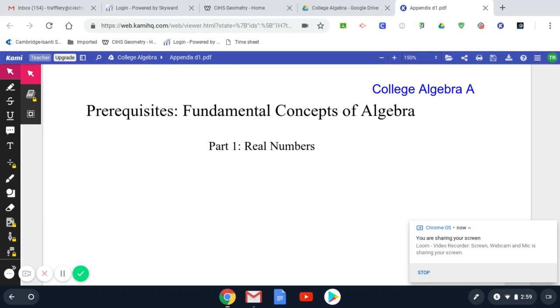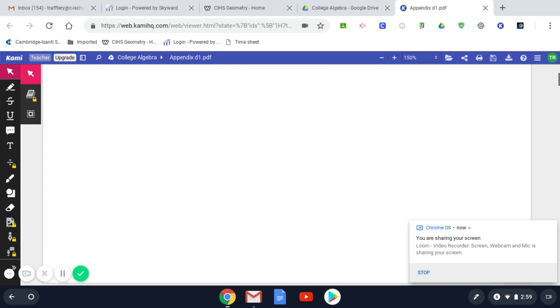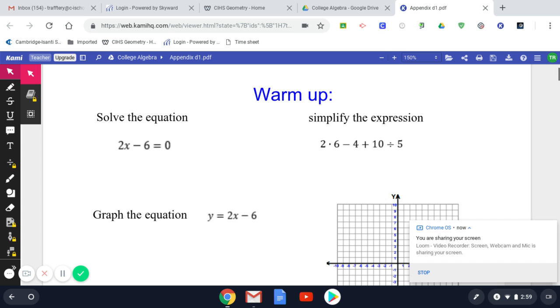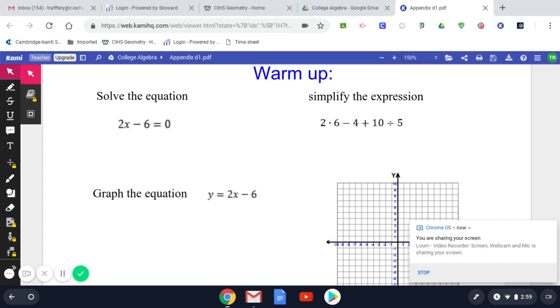All right, so we are looking at our first lesson for college algebra. The first part we're going to do is just to review some of the concepts that you've probably already talked about. Before we begin, I'd like you to do a couple of things quickly. If you want to pause the video, I'd just like you to solve and graph, just a quick refresher.